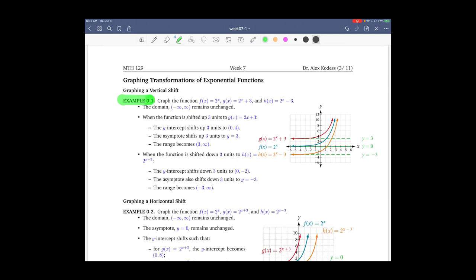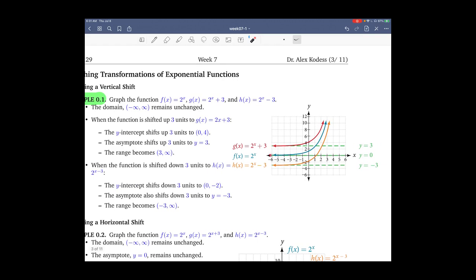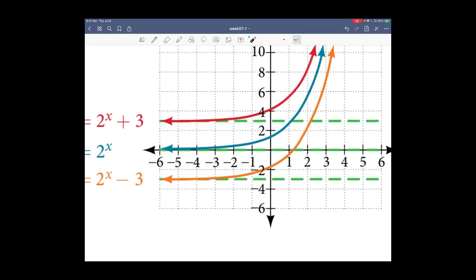In this first example, we look at three functions: 2 to the power x, which we know is simply an increasing exponential function, 2 to the power x plus 3, and 2 to the power x minus 3. As we know, adding a constant to a function corresponds to a vertical shift, and indeed, we see in the picture that the function 2 to the x plus 3 is obtained from the function 2 to the x by a vertical shift by 3 units.